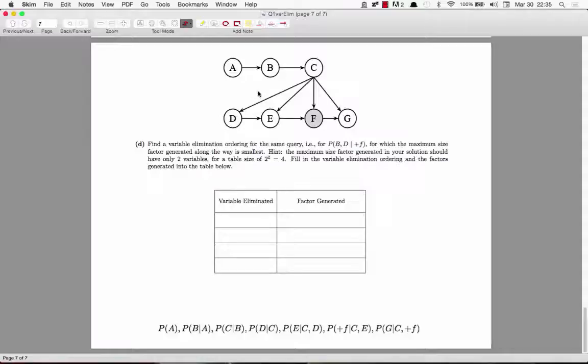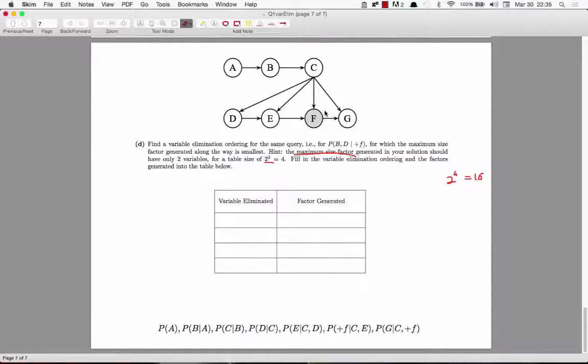By good, I mean that the largest factor that we generate should be pretty small. So essentially, the maximum size factor we generate should be small. In the last part, we saw that the maximum size factor had 4 variables, so the size of that factor was 16. And in this part, we are trying to see if we can do away with a smaller maximum size factor. Actually, the hint tells you that the largest factor that's generated has just 2 variables.